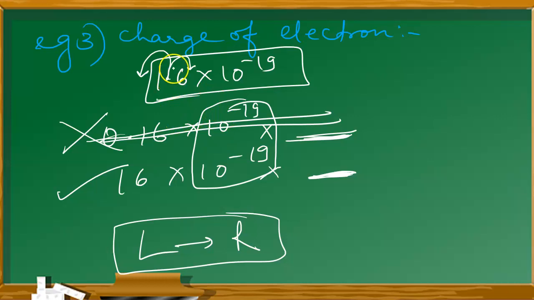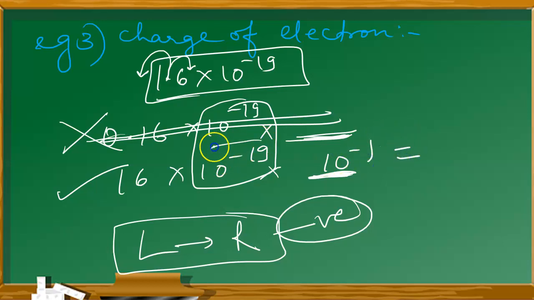So now I'm shifting by 1 digit. Since I'm shifting by 1 digit, obviously left to right will be a negative number. Negative number with how many places you are shifting. So here I'm shifting 1 place, 10 to the power minus 1. So my total answer will be minus 19 minus 1, minus 20. 16 into 10 to the power minus 20.